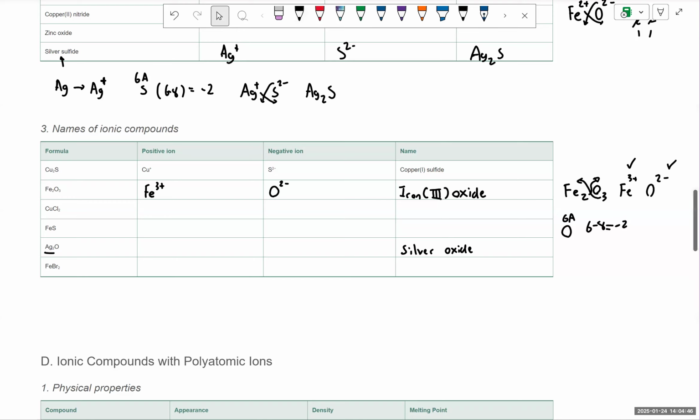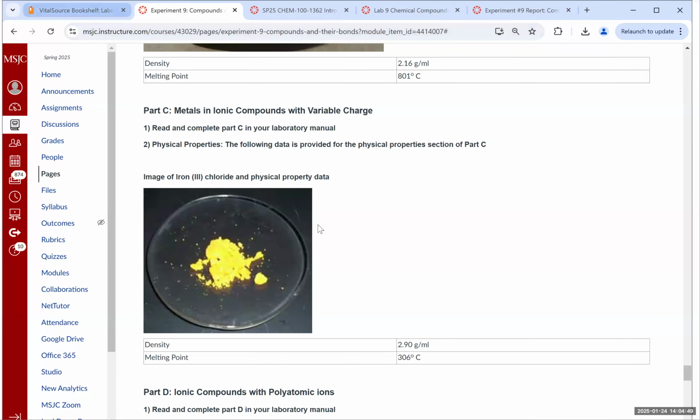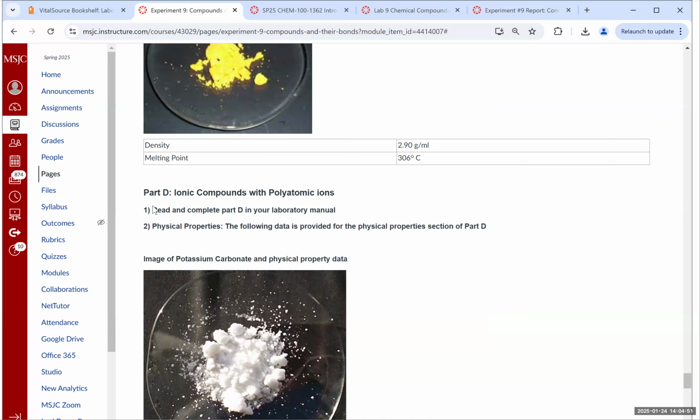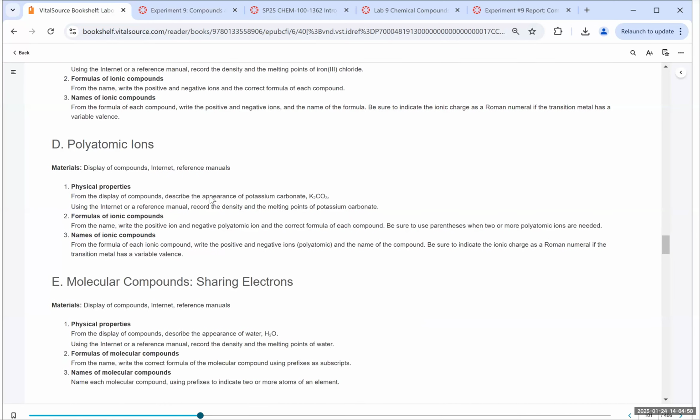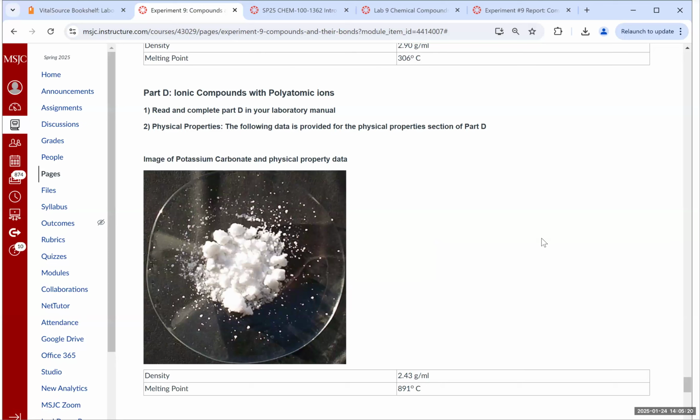And with that, we've finished part C. So let's move on to part D. So we're asked to read and complete part D, and we have some physical property data once again. For part D, we're going to describe the appearance of potassium carbonate, record the density and melting point. We're going to write the name, positive ion, and negative polyatomic ion and the correct formula for each compound. And we're going to write the name of each ionic compound given the formula. So a lot to do, but nothing we can't handle.